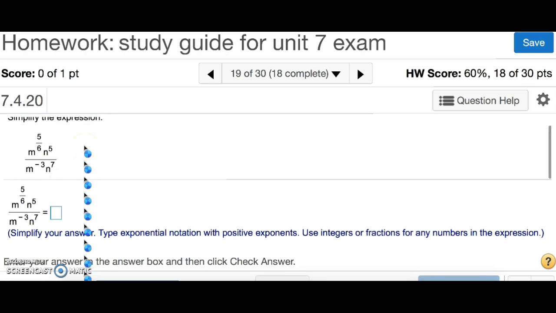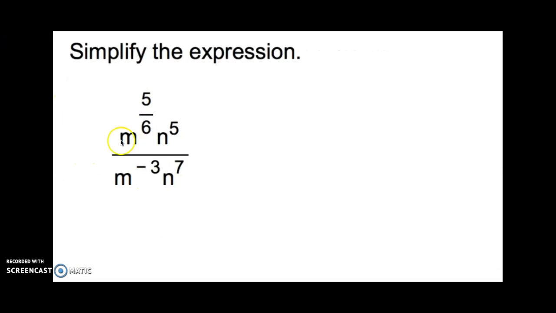Number 19, it says to simplify this expression. Let's take a closer look at it. So I have m's and n's being divided. So starting with the m's, I will subtract the exponents. So 5 over 6 minus a negative 3 will end up being 5 over 6 plus 3, which ends up giving you 23 over 6. So you have m to the 23 over 6.